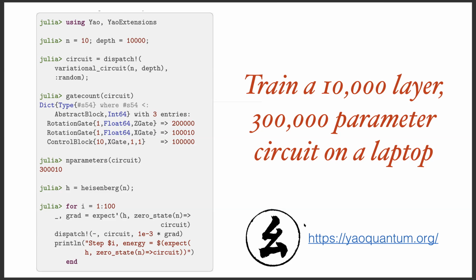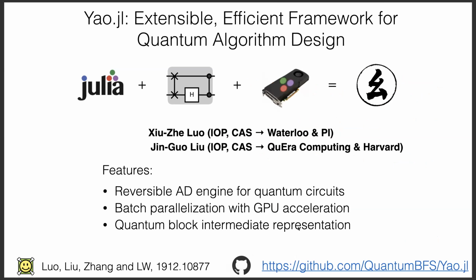For example, here using Yao, you can train a 10,000 layer variational circuit with 300 parameters. That is something Yao is really good at. This is written by my former student and postdoc. They are leaving me now. So if you are interested, you can have a look at that. This is, I would say, a nice application of differentiable programming in variational quantum circuits that helps us to design variational quantum algorithms.